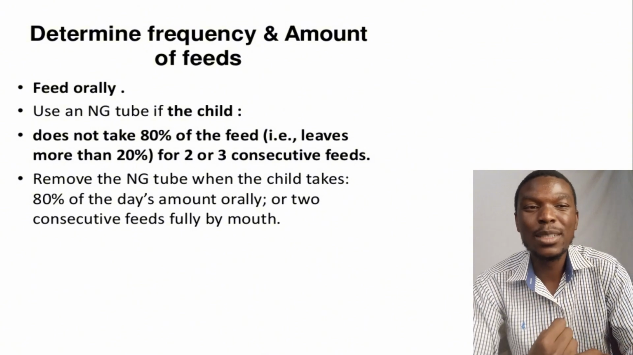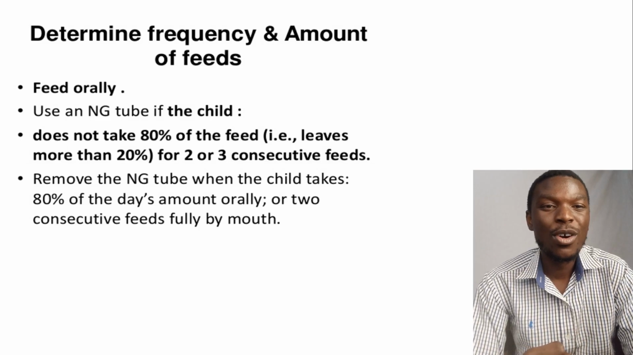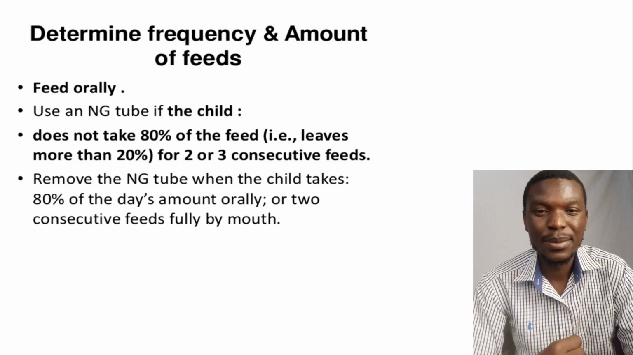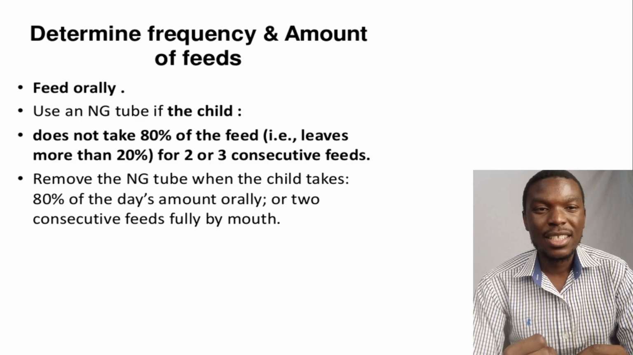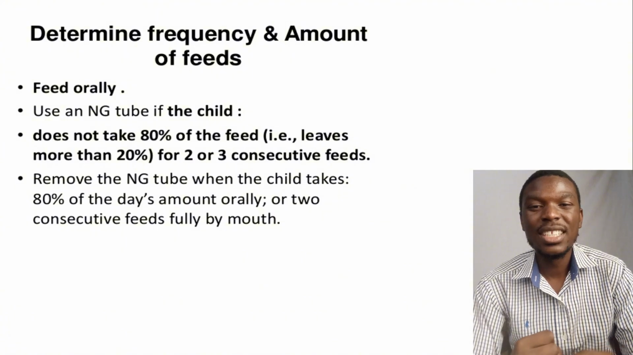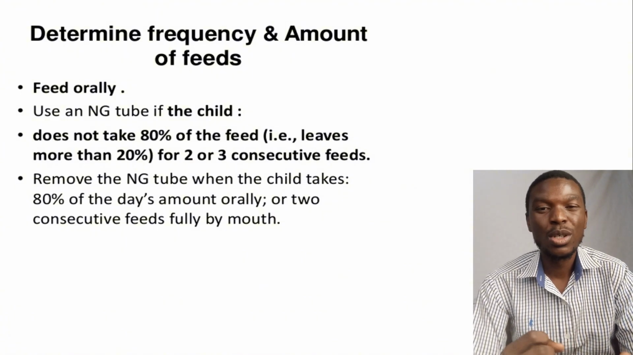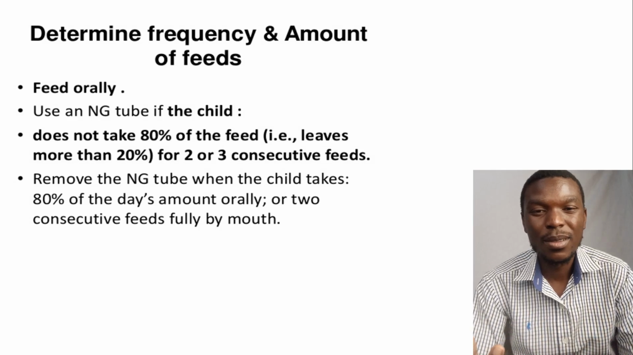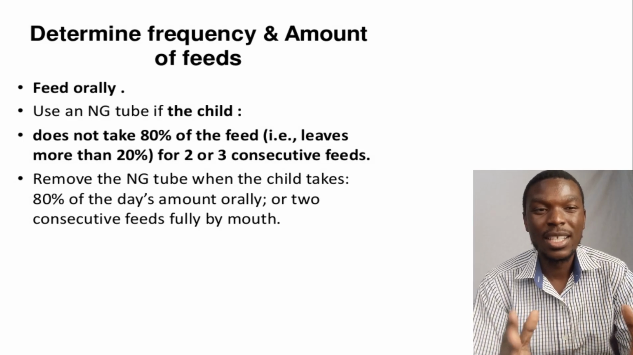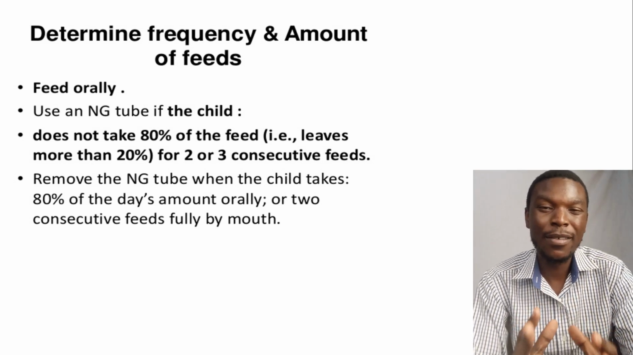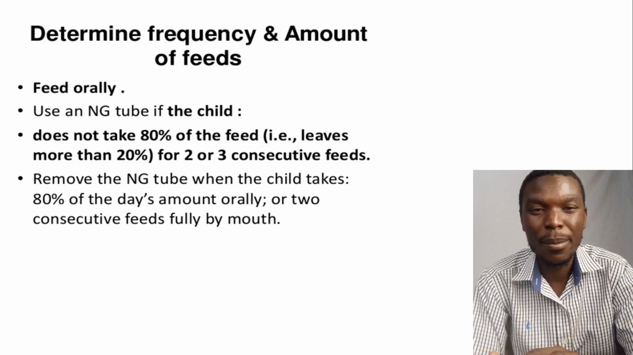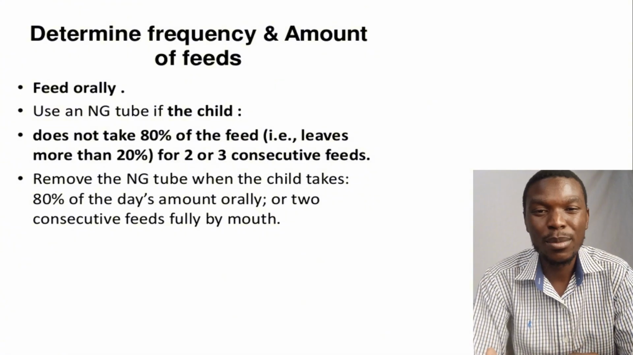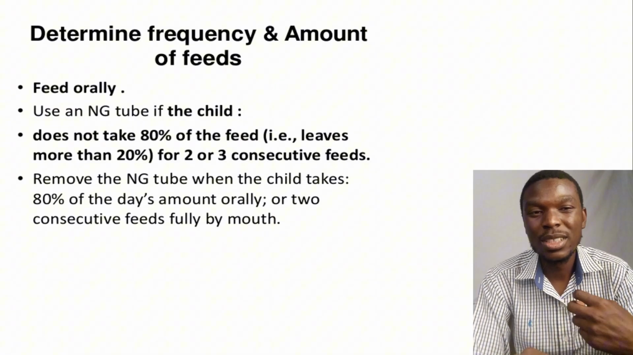So the child does not take 80% of the feed, or leaves more than 20%, for 2 or 3 consecutive feeds. Then you can give using an NG tube. So in short, the child is not taking enough. The goal is to feed the child a lot of this formula. But you prepare the formula and the child is only taking about 20%. The other 80% is remaining in the bowl. You switch to NG tube so that you can feed the child enough.